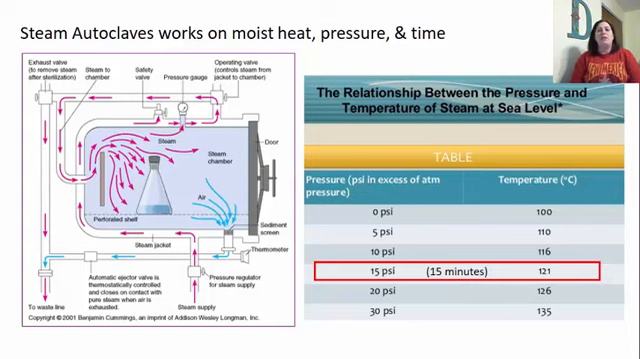And so this particular diagram shows you kind of how it works. When we see this, if you're using a certain amount of pressure, it will raise it to a certain temperature, and then the time can be adjusted. And normally the standard is about 15 psi, which brings it to about 121 degrees Celsius, and this needs to run for at least 15 minutes.